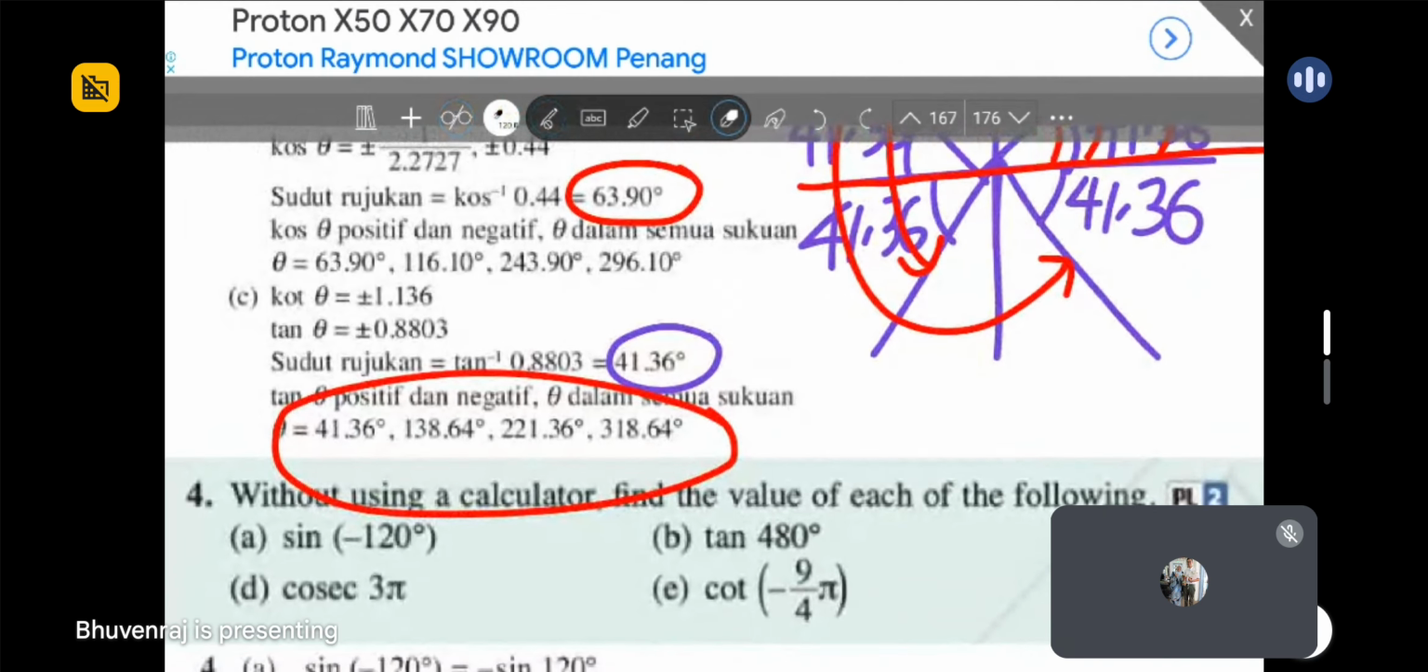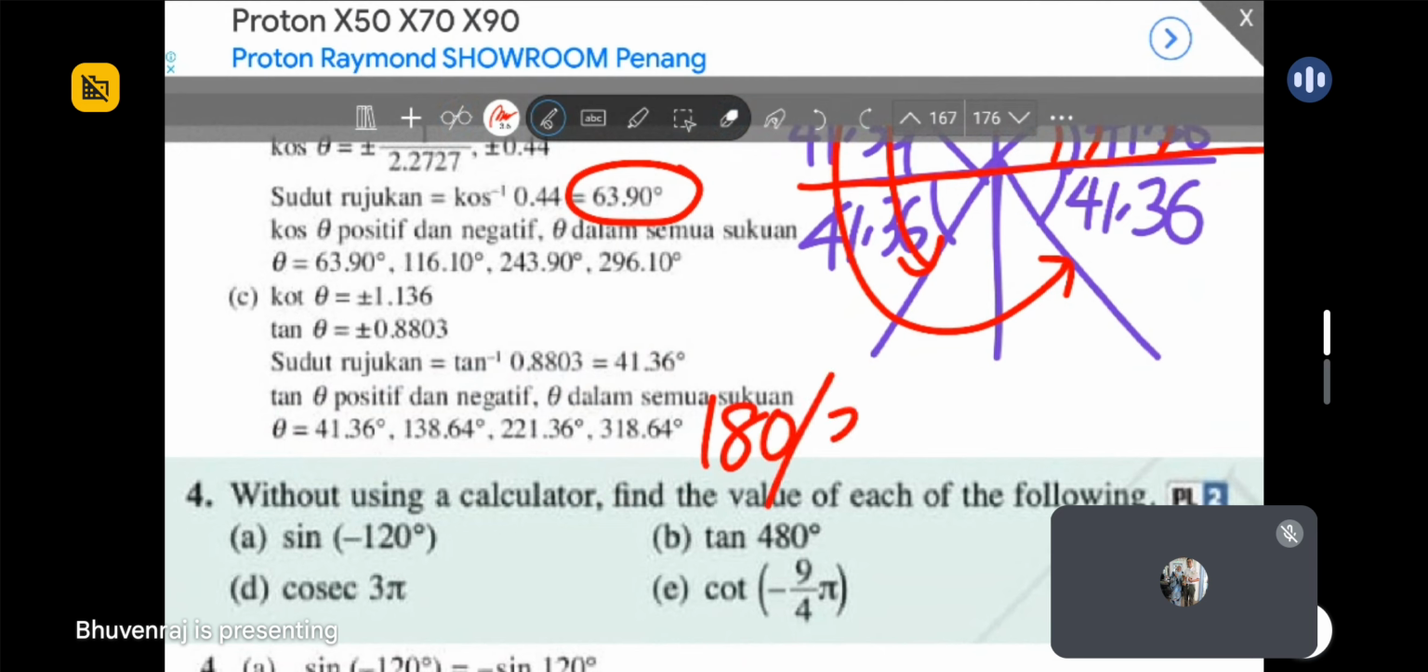Next one, question 4. They're asking you to find the values of all these angles. First, sin negative 120. How do we start? Always remember, try to make the total become 180 or 360 if possible. If the angle becomes larger, you just try to refer back to these two reference angles. This is always the comparison.